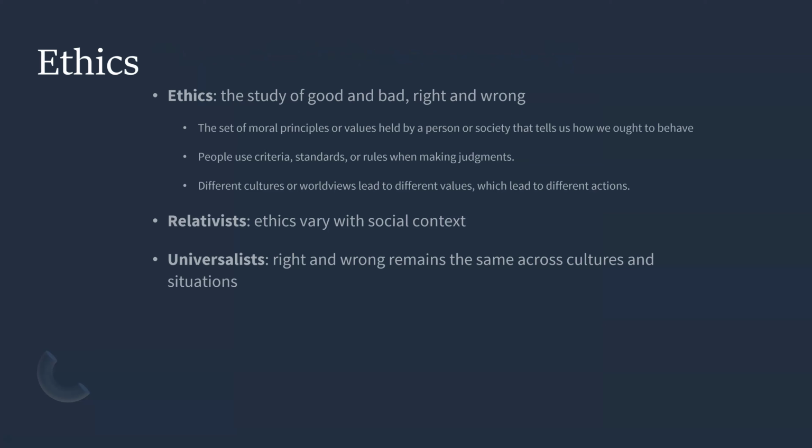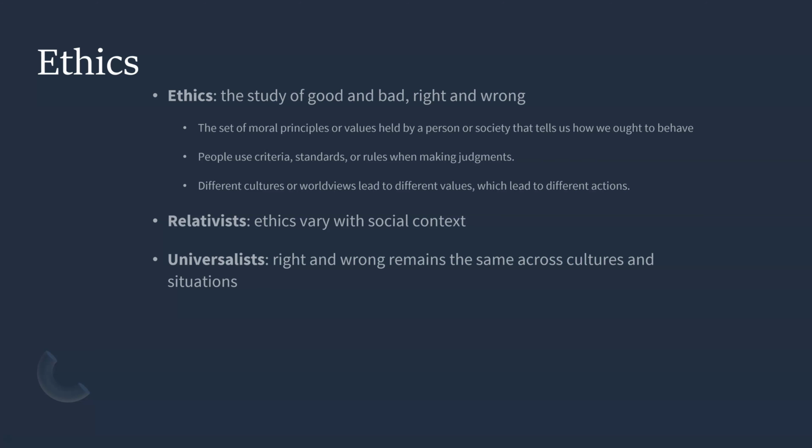All right, so when we talk about ethics and environmental science, this is the study of the good and the bad, the right and the wrong. It is a set of moral principles or values held by a person or society that tells us how we ought to behave. And sometimes we kind of make these up as we go. It's however our society acts. Ethics for different societies globally are vastly different. People use criteria, standards, or rules when making judgments, and different cultures lead to different values, which lead to different actions.